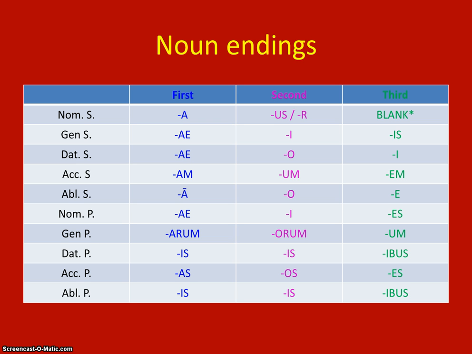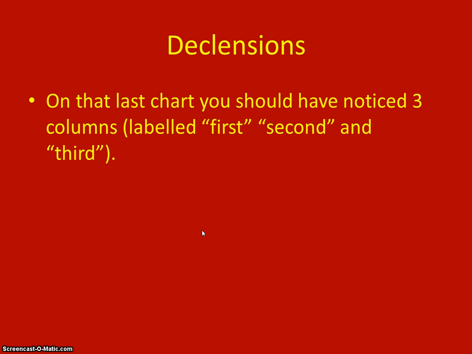Now, you need to have these written down before we go on to the next slide, so we can talk about the declensions. On that chart, you notice we had 3 columns. They were called first, second, and third. Those are declensions. First declension, second declension, third declension.